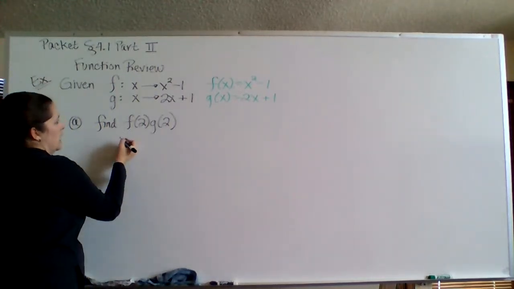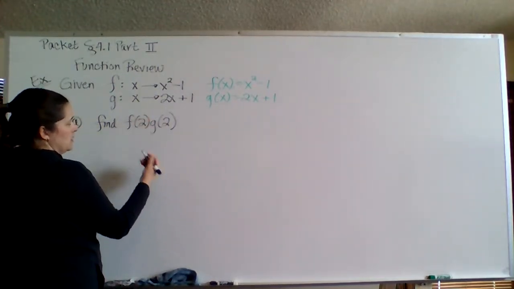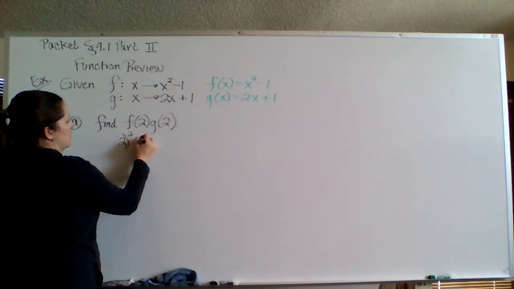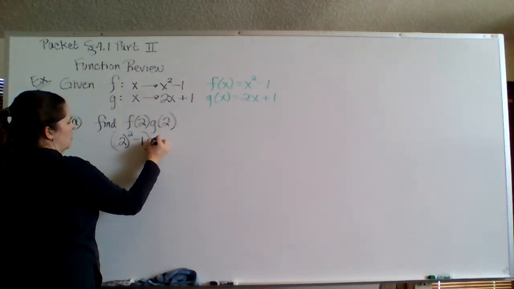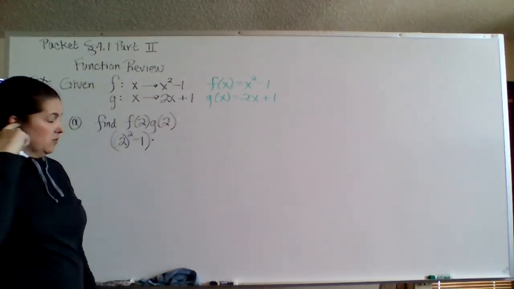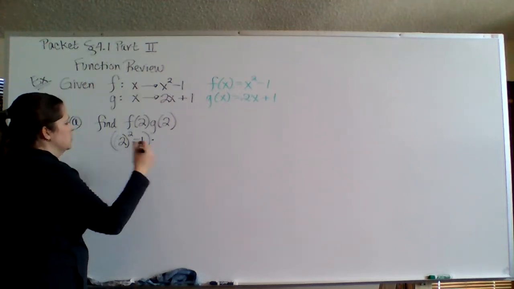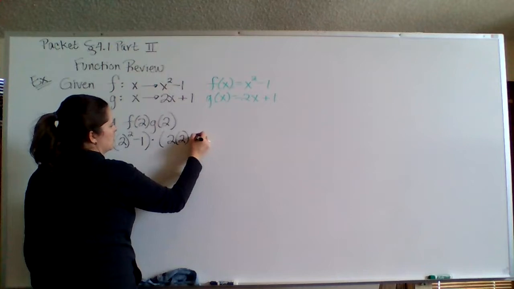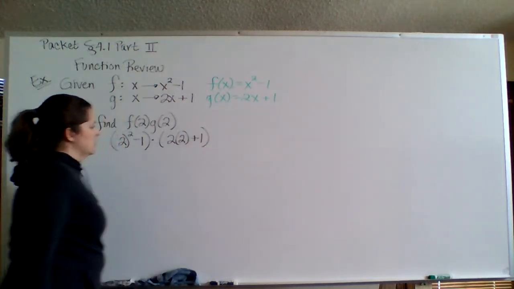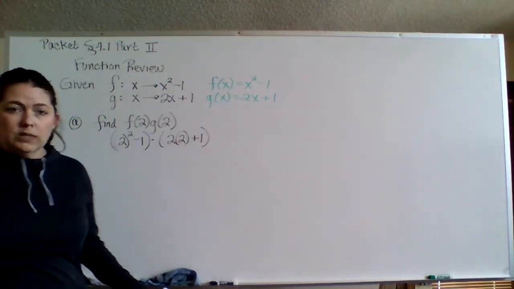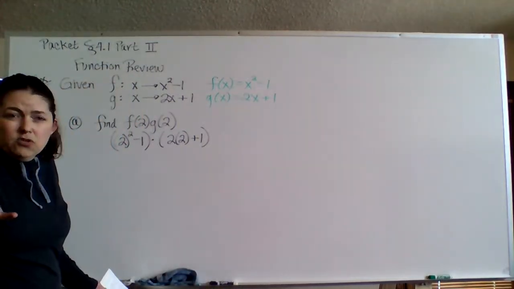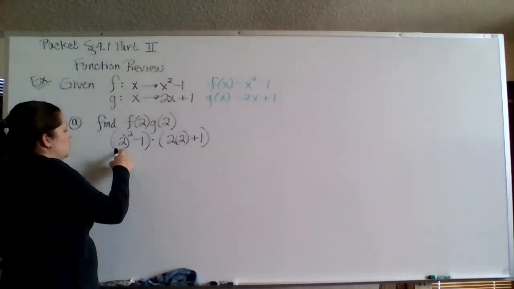If I work vertically down and show my steps, f is our rule x squared minus 1, and I'm replacing the x with 2. So 2 squared minus 1. And I want to multiply, so I'm going to do my dot just to emphasize that I'm multiplying with g of 2, and my rule for g is 2x plus 1. I'm replacing every x I see with a 2. Since each rule only has one x, it's not too bad. We're just substituting that number in. Really, it's just substitution, right? So we just have to follow our correct order of operations.